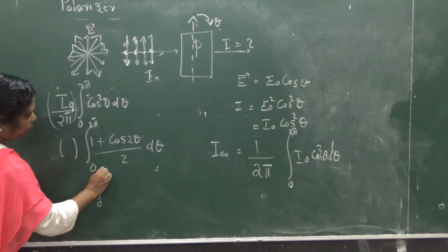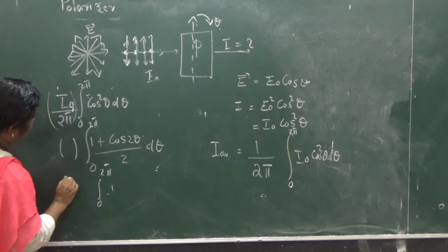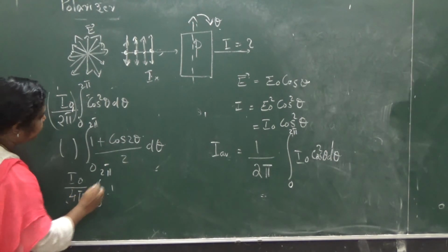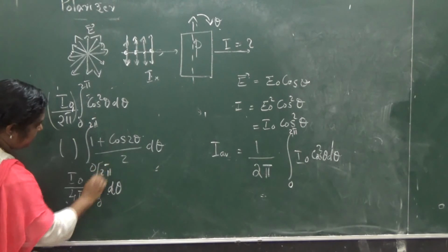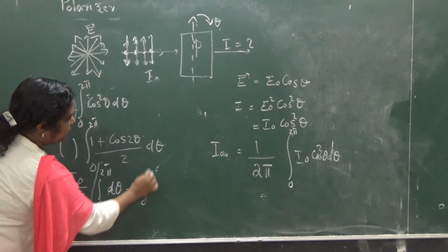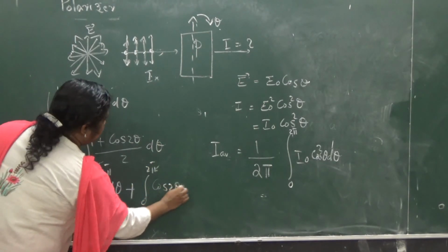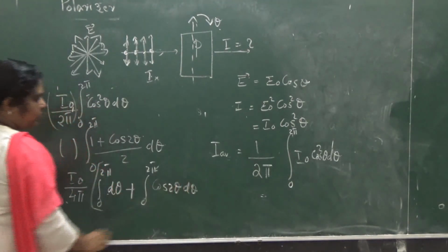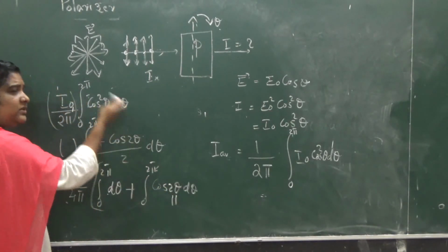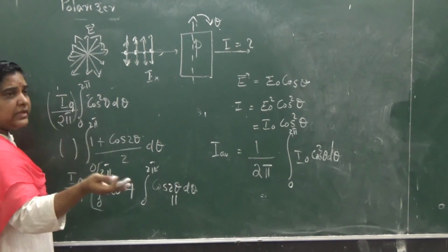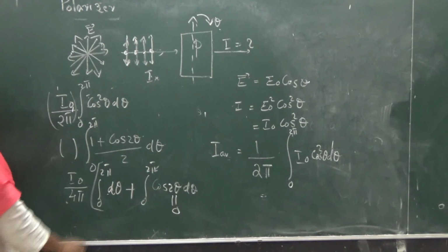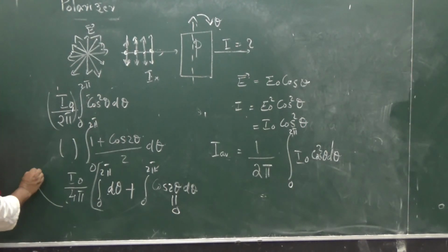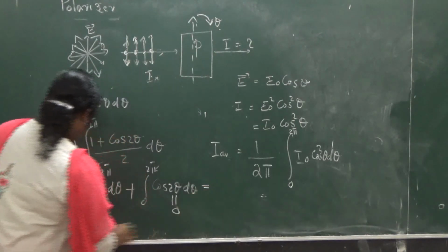And integral 0 to 2 pi, 1 by 2 again, it is I 0. 2 if I take outside. Then 1 by 4 pi, 1 by 2, then d theta, plus integral 0 to 2 pi cos 2 theta d theta. By integrating this, integral of cos 2 theta, or sin 2 theta, it will be 0. This will become 2 pi. Right? So the answer will be equal to I 0.